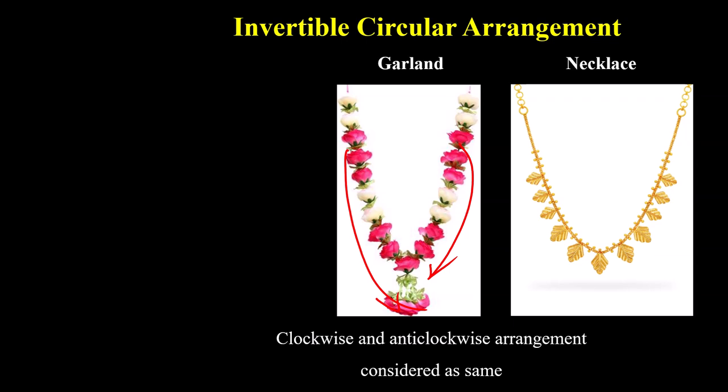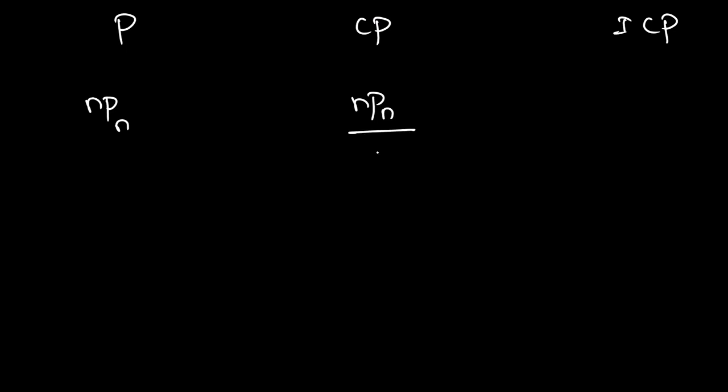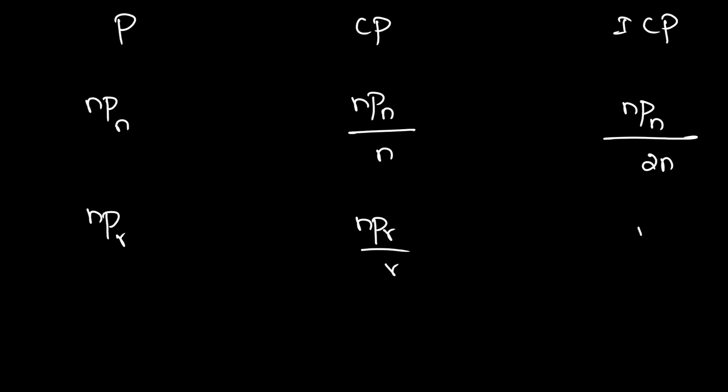We should divide by 2. If it is n factorial or nPn in permutation, I'll show you. I'll give the outline and I'll give the example of why we divide by 2 as well. Don't worry, I'll give the justification. If it is nPn in circular permutation, nPn divided by 2, an extra 2 will be there. This is nPr here, nPr divided by 2r.